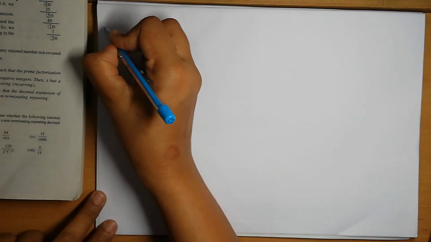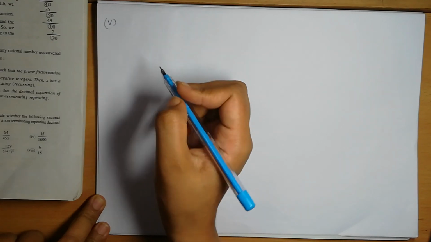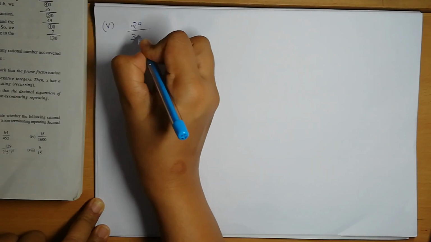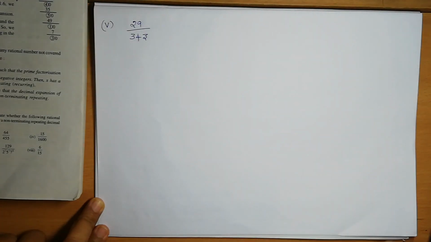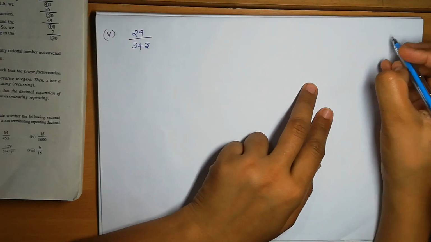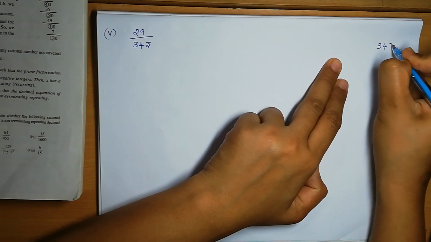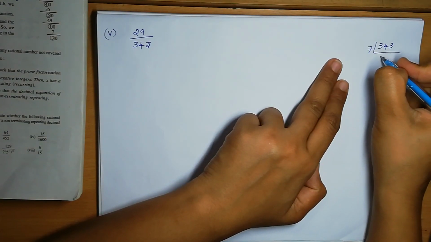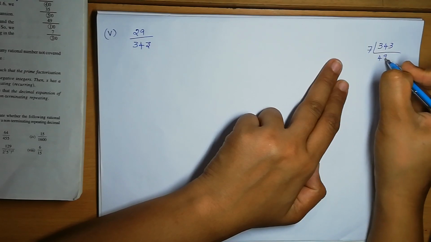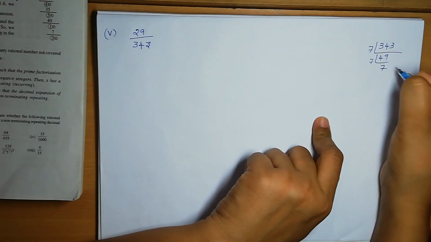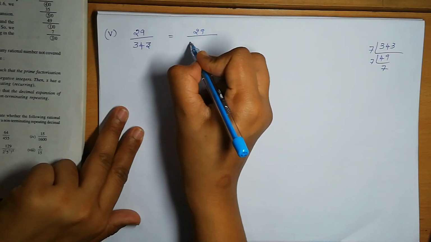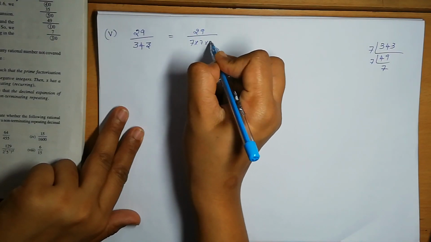Next, fifth one. 29 by 343. 343 we can write in factors as 7, 7 7s are 49. So this one we can write as 29 by 7 into 7 into 7.